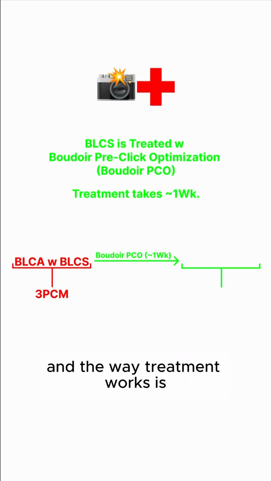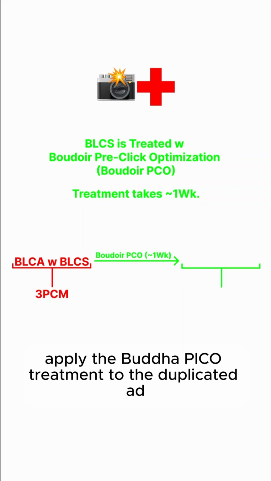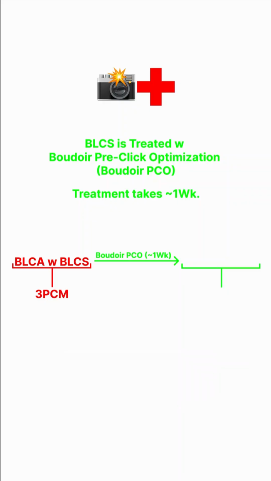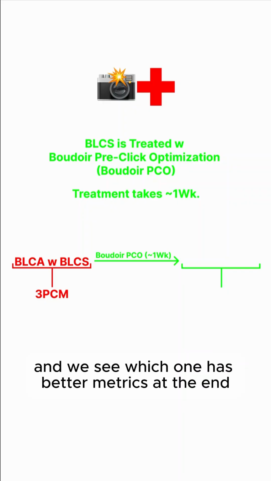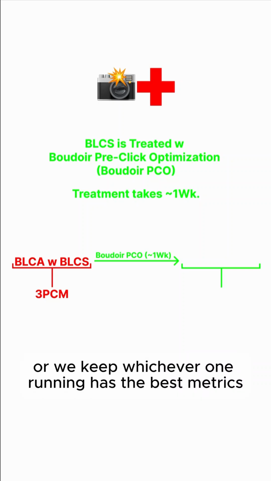And the way treatment works is we duplicate the original ad, leave the original ad as it is. We actually apply the Boudoir Pico treatment to the duplicated ad, leaving the original untouched. And we run them both in parallel and we see which one has better metrics at the end. On average, it takes about a week. And after that, we keep whichever one running has the best metrics.